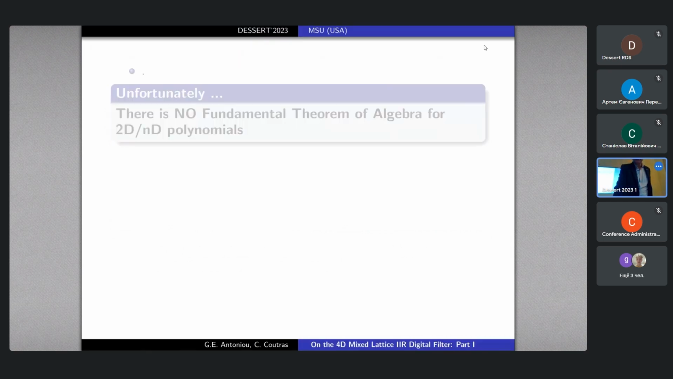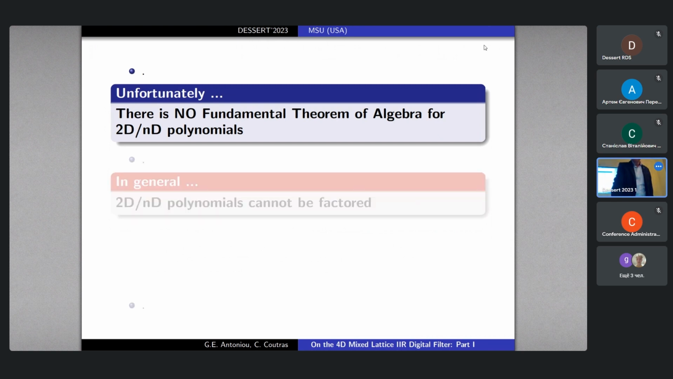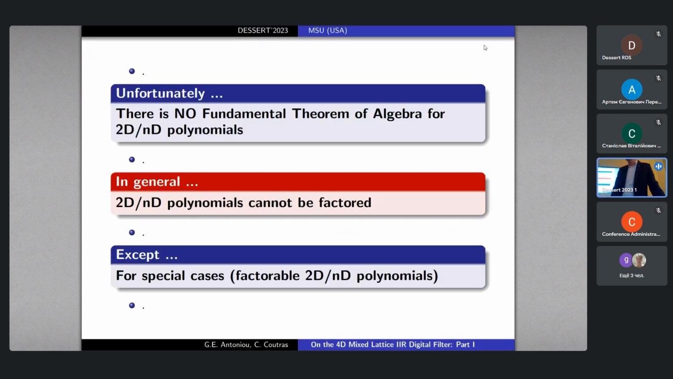But there is no fundamental theorem of algebra for 2D, 3D, 4D, and so on. 2D has applications for images. Very important. So 2D and ND polynomials cannot be factored. So therefore, there are no roots. Now what? You can only factor for special cases, not in the general case. So therefore, we don't know if it's a special case or not.